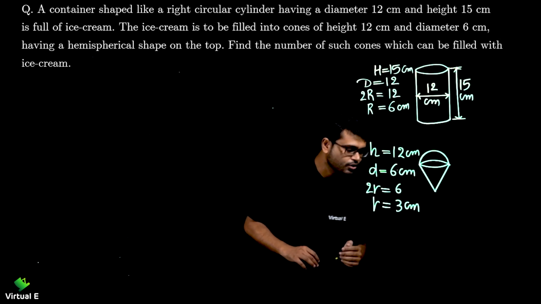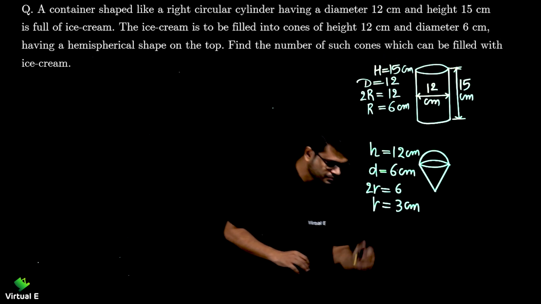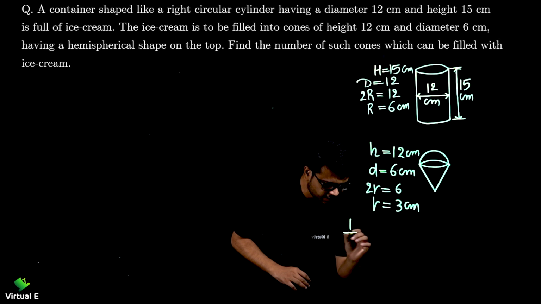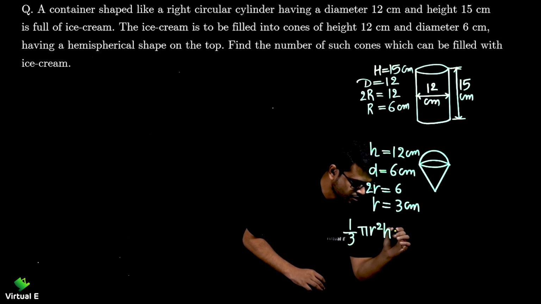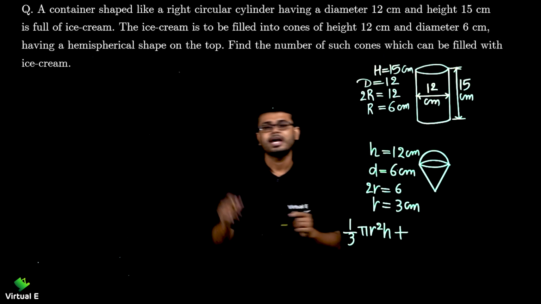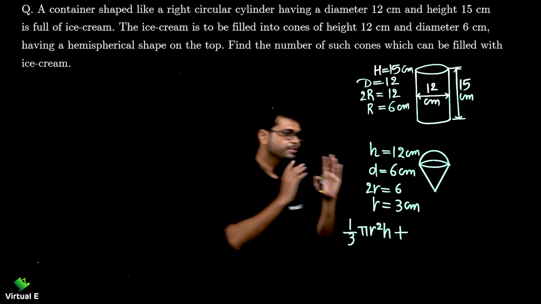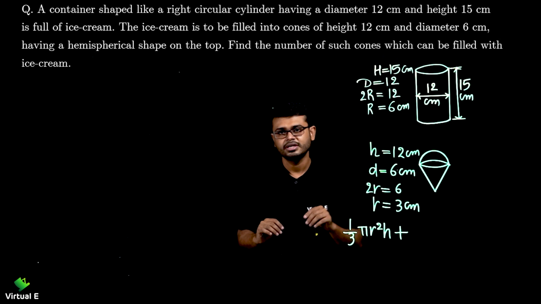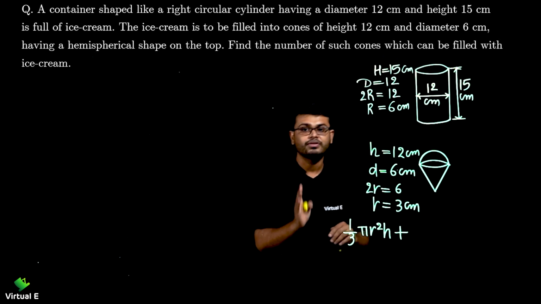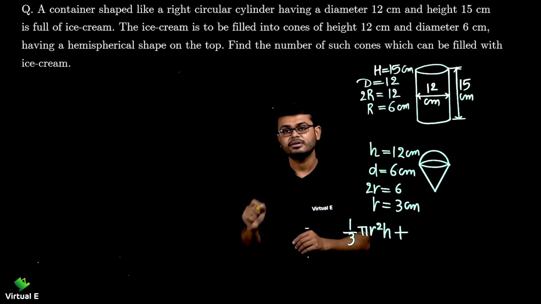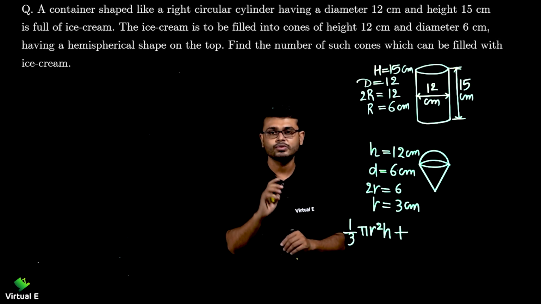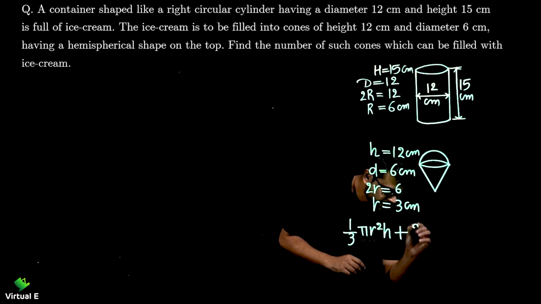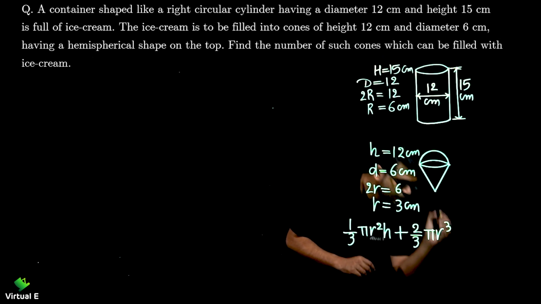So let's start with the cone. What's the formula for cone? It's a simple 1/3 pi r square H, plus this is a hemisphere. Hemisphere means what? Half of sphere. So volume of sphere is 4/3 pi r cube, and we need to take half of it. 4 divided by 2 will be 2. So that is 2/3 pi r cube.